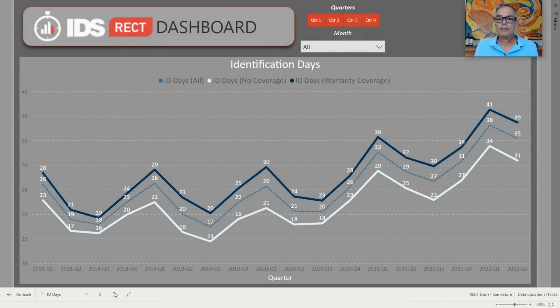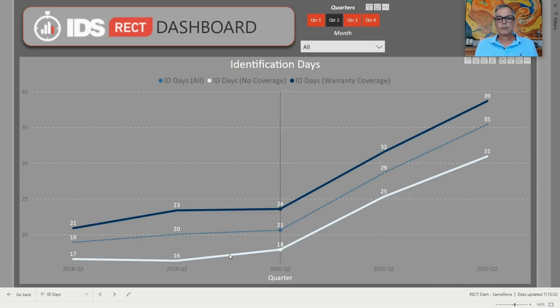Let's take a look at those individually and see how the other bottleneck is impacting it. Again, the lighter colored line at the bottom, this is ID days, identification days when there's no warranty coverage. Those have crept up a little bit. The darker line is identification days when there is warranty coverage. And as you can see, there's not a lot of difference, not a big spread. It's starting to creep up a little bit more, about 8 or 9 days difference there versus the 3 or 4 days it used to be.